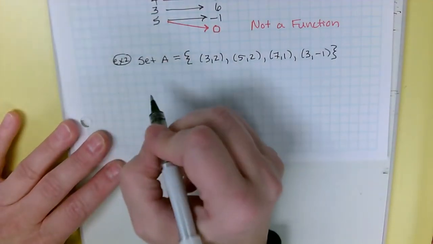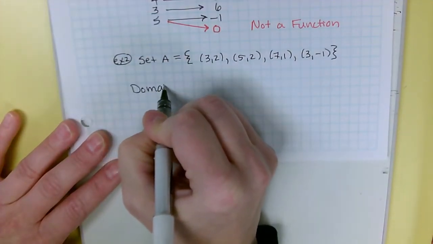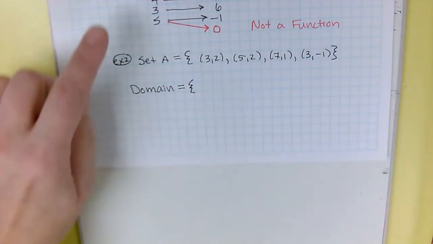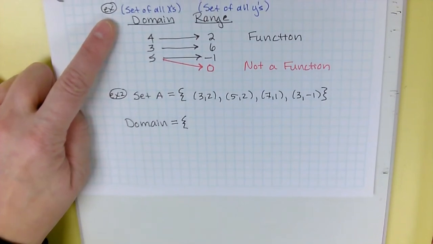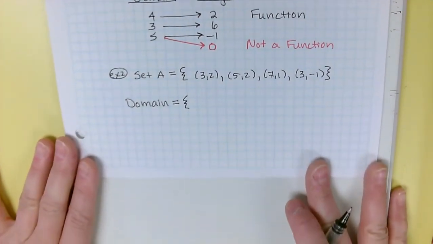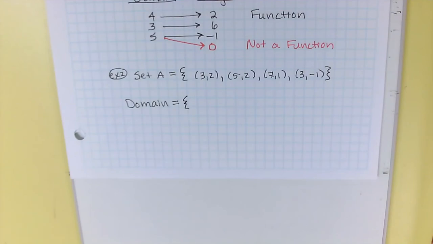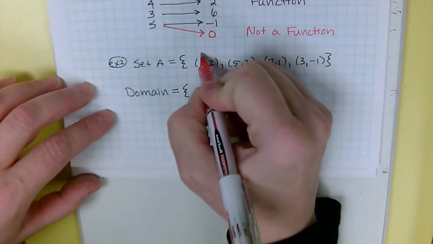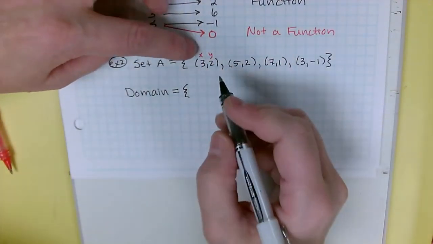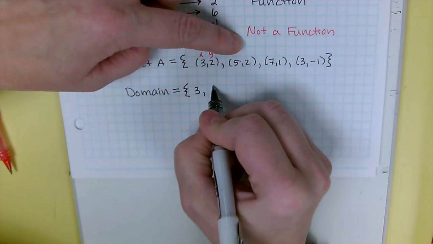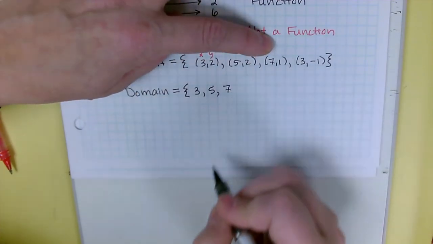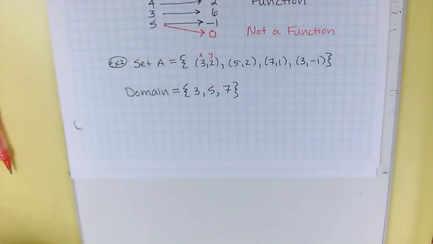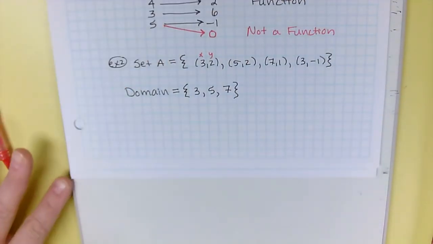All right, they're going to ask you, what is the domain? You can use roster for that. So remember, your domain is the set of all x values. So when you list the domain, you're going to list all the x's. Don't list duplicates. So I have a 3. Here, remember, the first one's always x, and the second one's always y. So I have an x that's a 3. I have an x that's a 5. I have an x that's a 7, and then I have another 3, but I already listed that, so I don't list the 3 twice. So that's my domain. It's all the x values in the set.